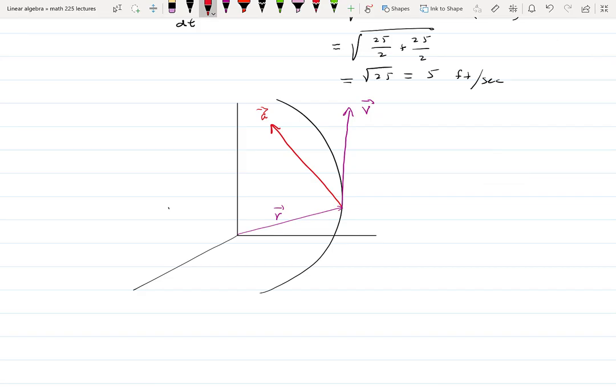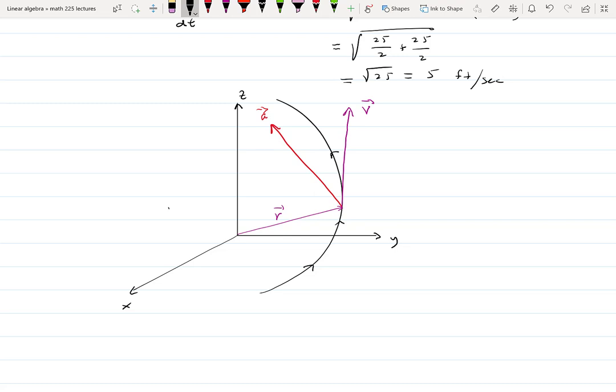So here's sort of what's going on on our ride. We're looking at a roller coaster, if you will, in 3 space, or a spaceship or whatever, some object moving in 3 space. The position vector tells us where the object's located. The velocity's tangent to the curve and points in the direction of motion.